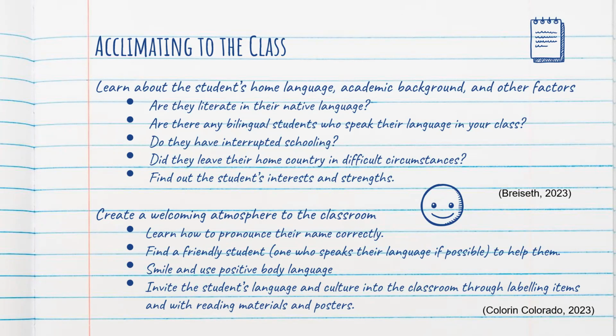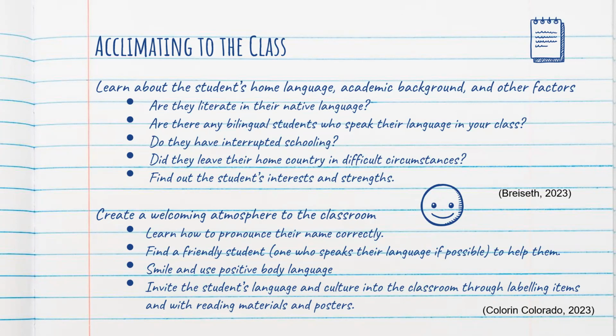And then next, did they leave their home country in difficult circumstances? So if they are fleeing a country due to violence or war or some other way, they probably have trauma in their background. And you will want to be cognizant of that in your interactions with the new student.